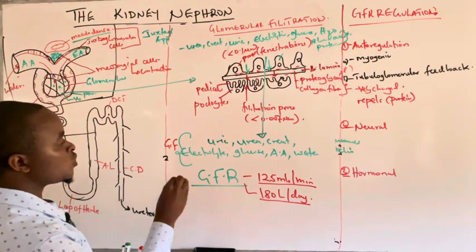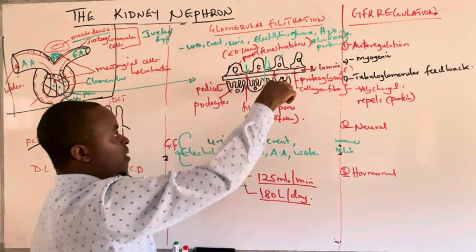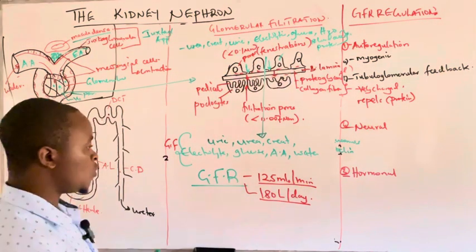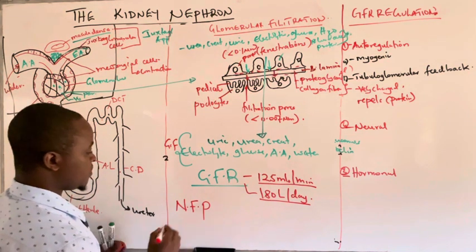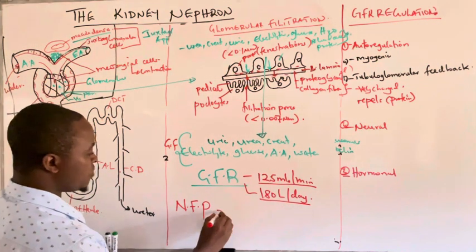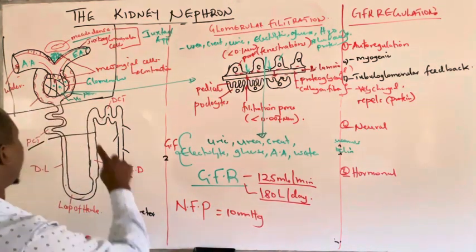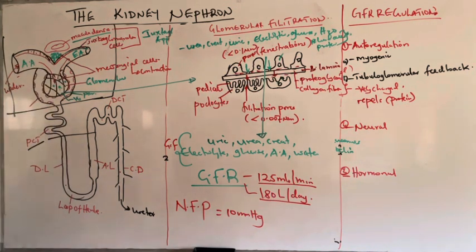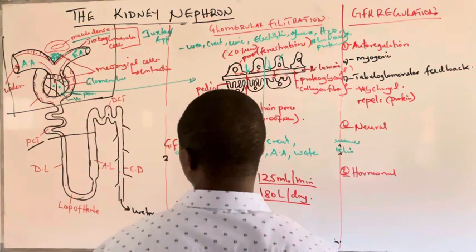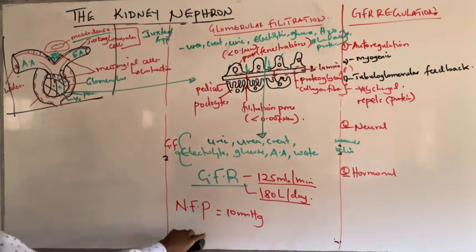And this GFR is also affected. The filtration across the fenestrae, across the lamina, and across the podocyte is also affected by the pressure, the net filtration pressure. And how do we get this net filtration pressure of 10 millimeters of mercury? Within the afferent arteriole, when it is bringing this blood, it contains water. I want to show you how we come up with the net filtration pressure.